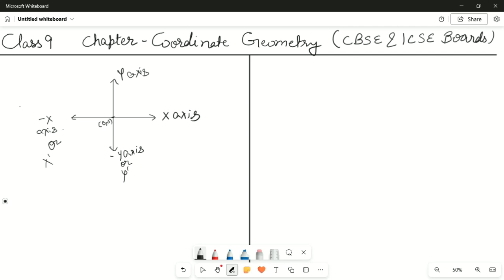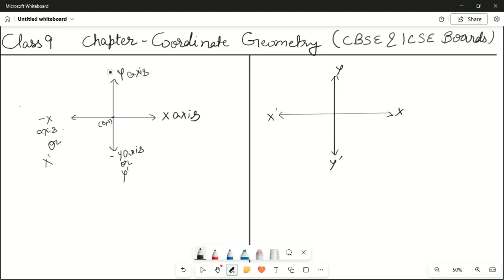Now let's draw a quadrant diagram in which we will label the signs for each quadrant. The axes divide the plane into 4 regions. These 4 regions are known as quadrants.